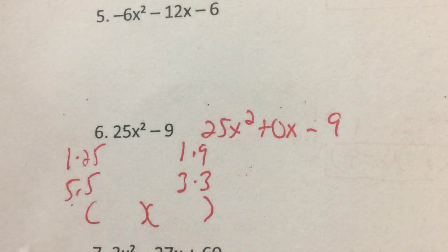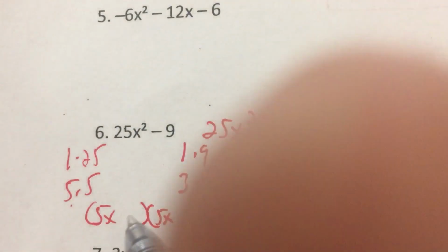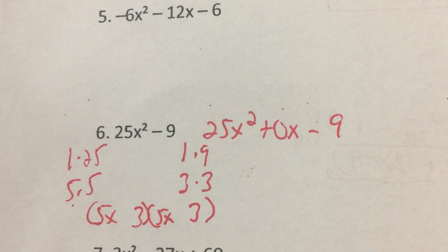So as I open up my two parentheses on this one, I know I need a 5x and a 5x. I need the 3 and the 3. And one's got to be positive and one's got to be negative.